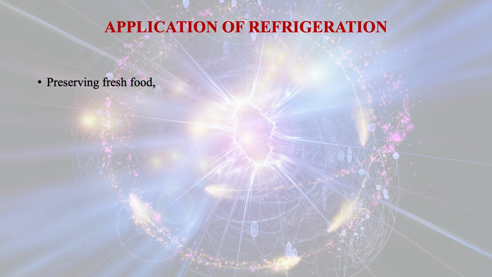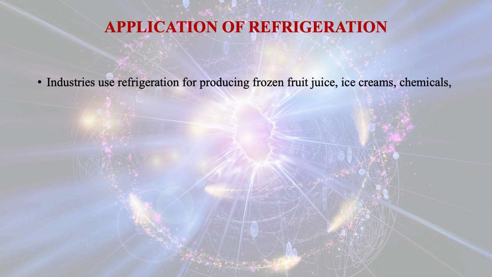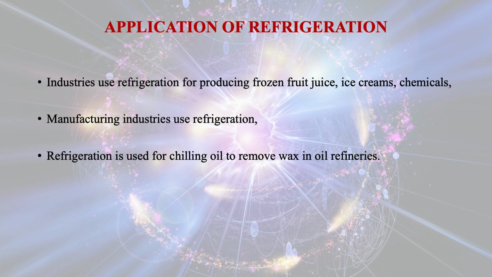Now let us see what the applications of refrigeration are. For preserving fresh food, we can use a refrigerator. To store medicine, vaccine, blood plasma, and cut flowers, for preserving them for a longer period, we use a refrigerator. Ice plants use refrigeration machines. Industries use refrigeration for producing frozen fruit, juice, ice cream, and chemicals. Manufacturing industries use refrigeration. Refrigeration is used for cutting oil to remove wax in oil refineries.